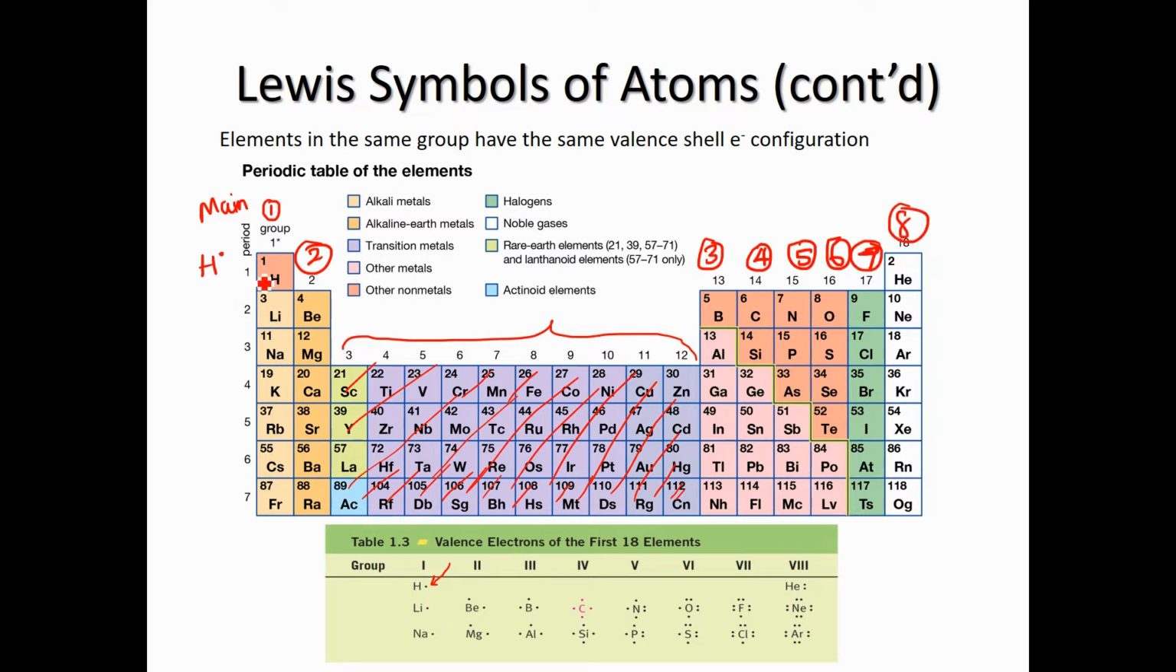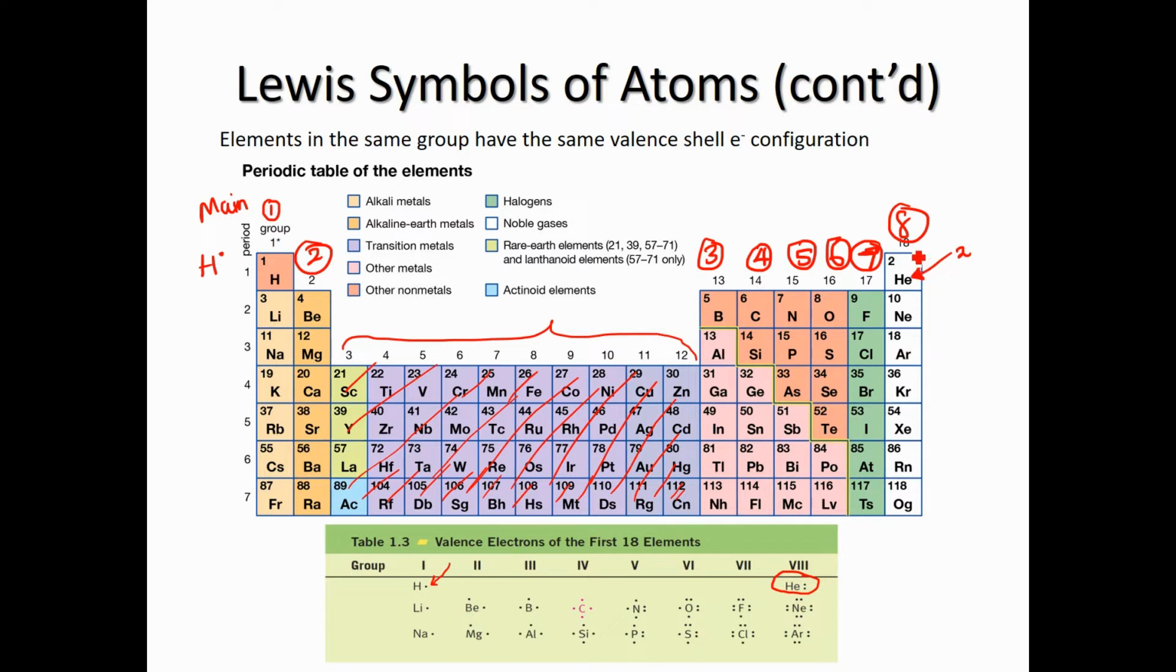So all these elements will have 1 valence electron. All these will have a valency of 2. All these will have a valency of 3, 4, 5, 6, and of course the last group will have a valency of 8, with the exception of helium, where the outermost electrons will be 2. Obviously helium does not have 8 electrons. So you see, it only has 2 electrons, but the rest will have 8.